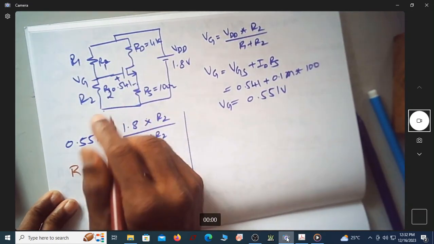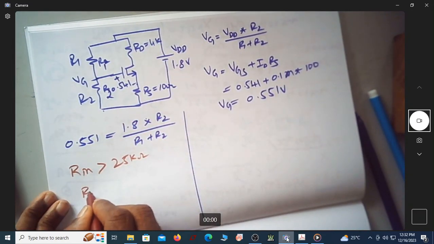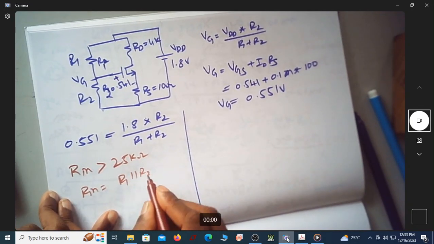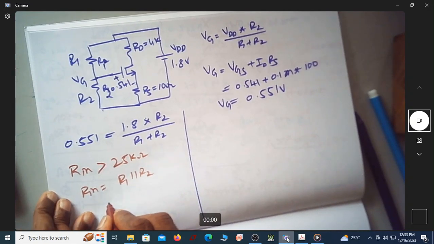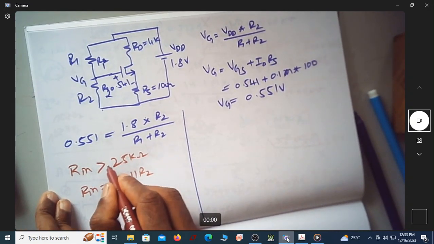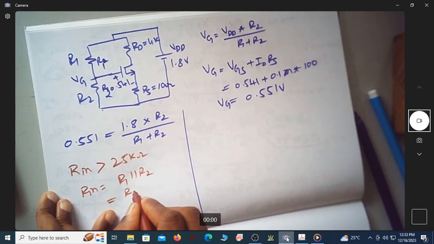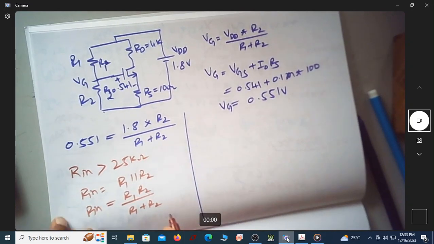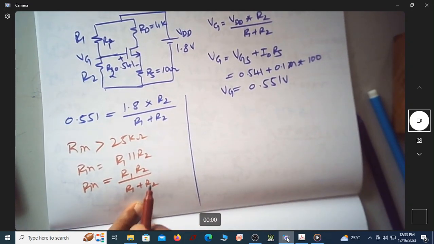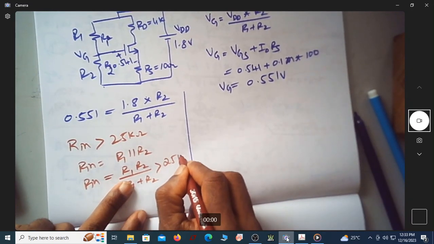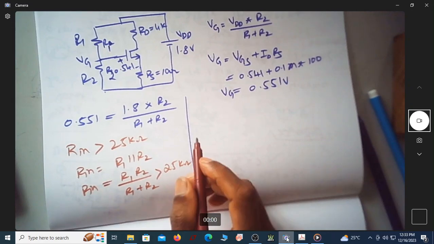From this circuit we know that the input impedance is given by R1 parallel R2. So what is R1 parallel R2? Is it not, because input has to be more than 25 kilo ohm, R1 R2 by R1 plus R2 is equal to Rin? This is the expression, and this has to be greater than 25 kilo ohm.